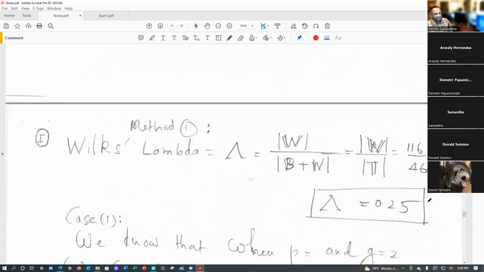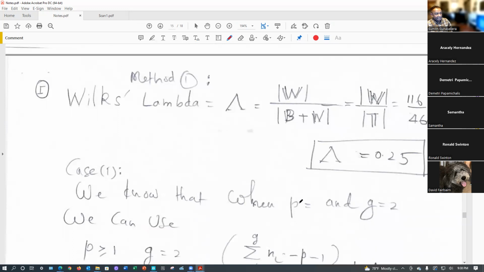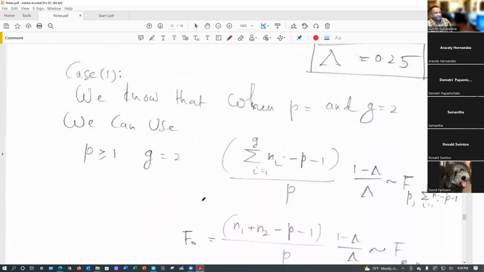I need the Wilks lambda, that's okay, but I need the F related to that one. The F related to that one, you can build up in a different way. In case one, we know that when T equals 2 and G equals 2, I can use this format.